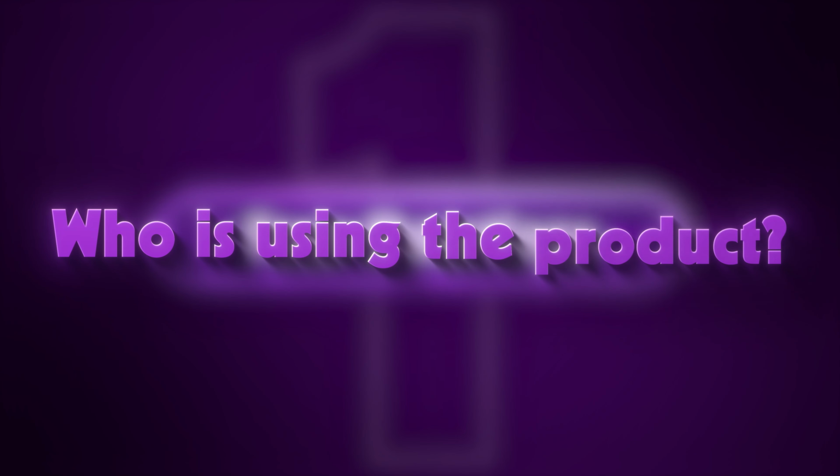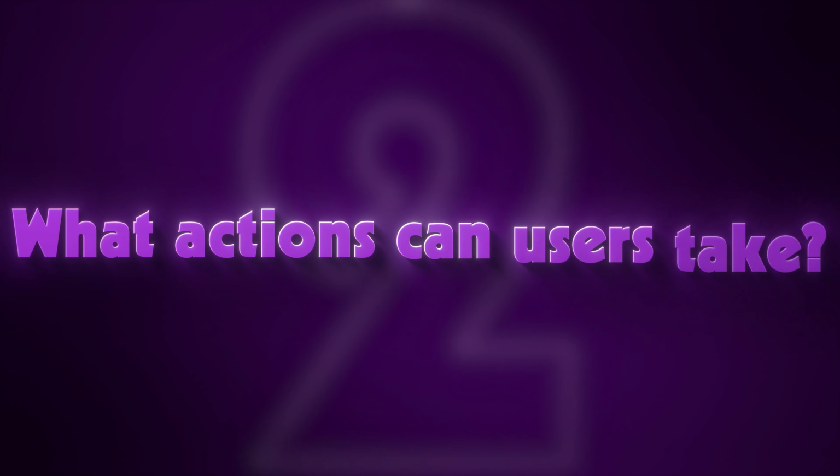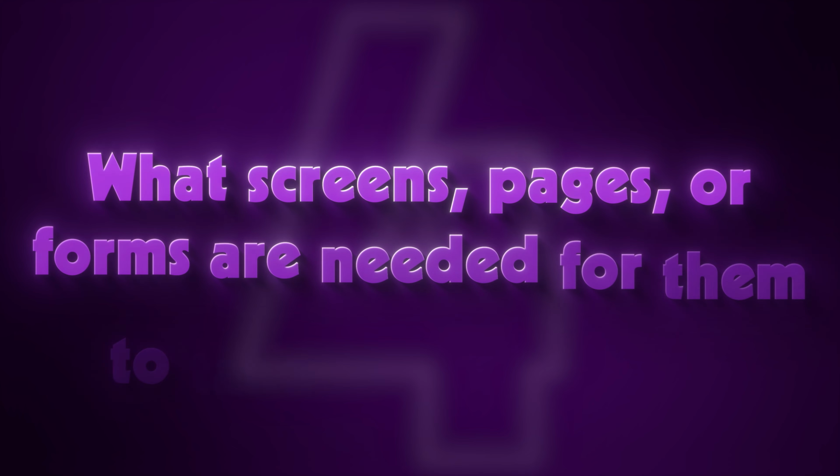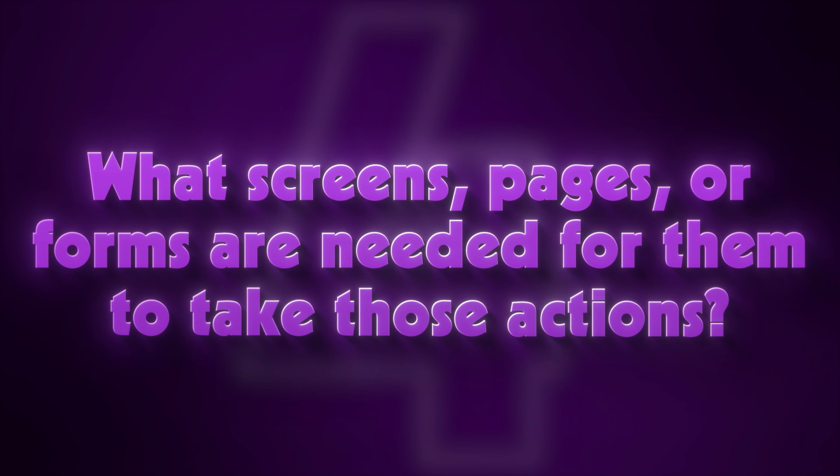Who is using the product? Someone wanting to order from a cookie store. What actions can users take? Browse products, add items to cart, complete purchases, and cancel orders. What data is needed for them to take those actions? Their name, time of the order, the product they're selecting, and an integrated payment processing service. And what screens, pages, or forms are needed for them to take those actions? Product catalog, individual product pages, cart, checkout screen, and an account page at the very least.